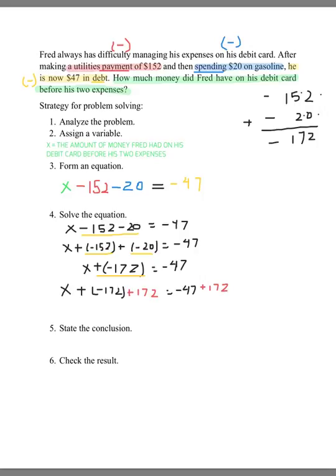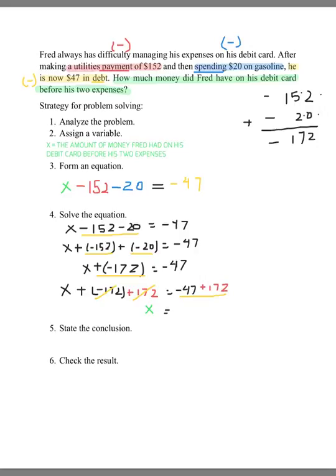So on the left hand side, the negative 172 cancels out with the positive 172. And we're left simply with x. Then I'm going to go ahead and color code that. And now on the right hand side, we have negative 47 plus 172. Now again, keep in mind that addition is commutative, so the order does not matter when adding two integers.